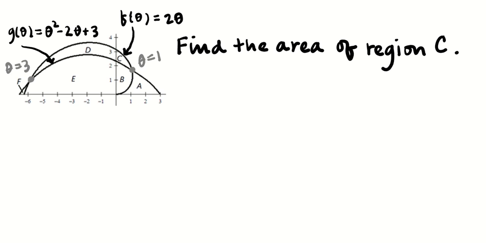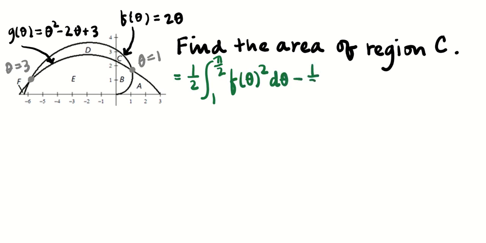For region C, I'm going to be strictly between theta equals 1 and theta equals pi over 2. But when I reach to the edge of C, I know I'm hitting the curve twice, so I know I'm going to need to use subtraction. So this will be equal to 1/2 of the integral from 1 to pi over 2 of, on the outside, I've got f of theta squared, minus, on the inside, 1/2 of the integral from 1 to pi over 2 of g of theta squared.